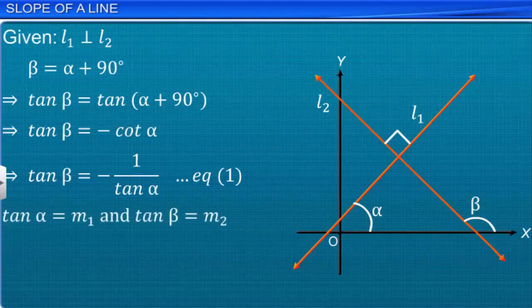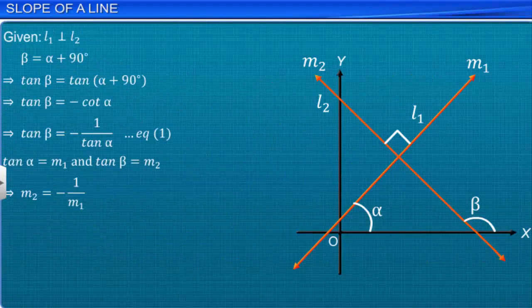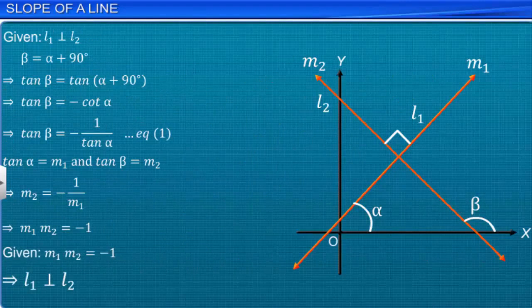Now, tan alpha and tan beta represent the slopes of lines L1 and L2 respectively. Putting these values in equation 1, we see that the slopes of two perpendicular lines L1 and L2 are the negative reciprocals of each other. We can also say that the product of the slopes of two perpendicular lines is equal to minus 1. The converse is also true, that is, if the product of the slopes of two lines is minus 1, the two lines are perpendicular to each other.